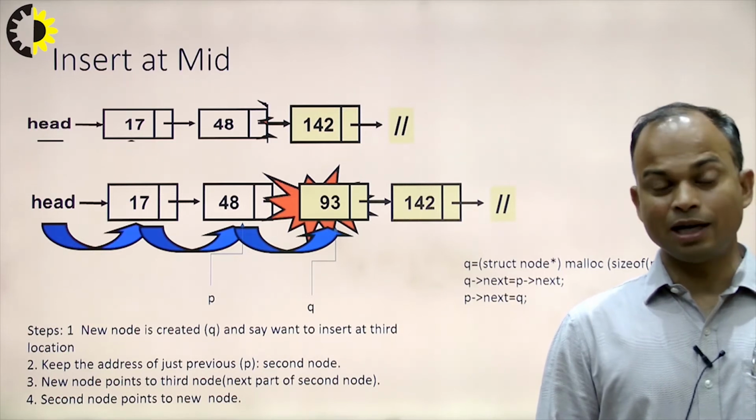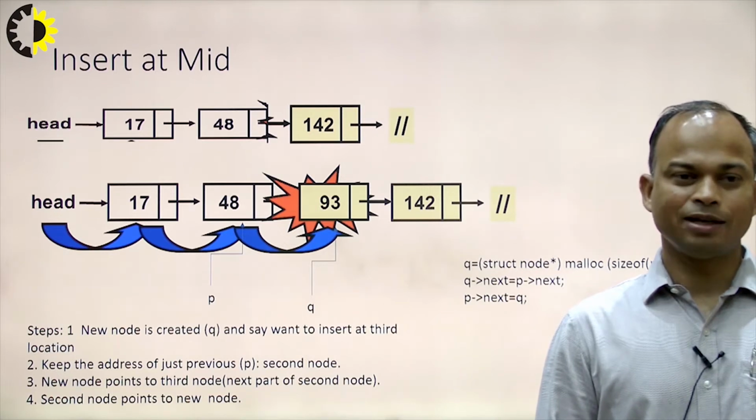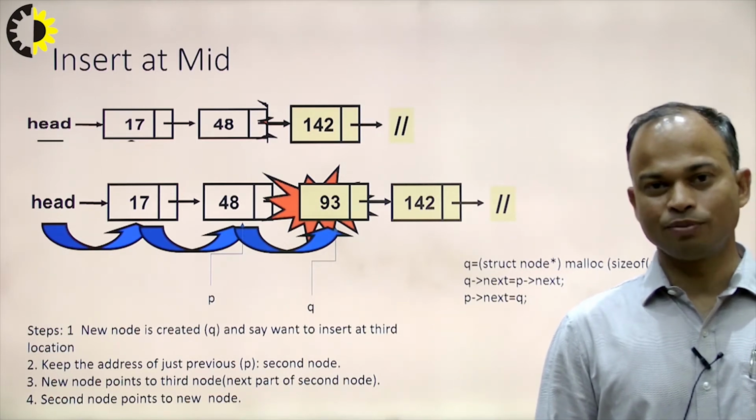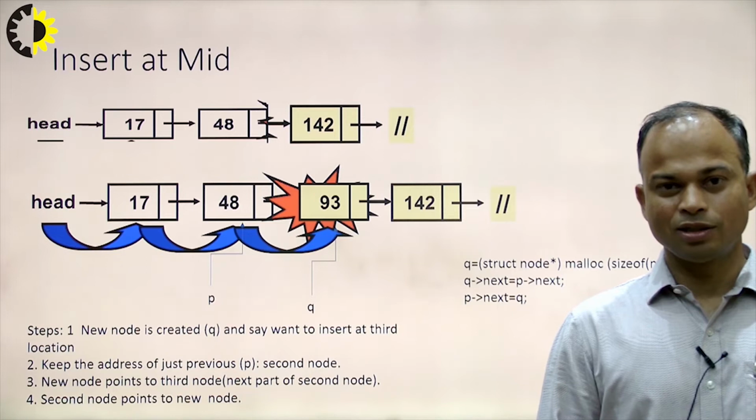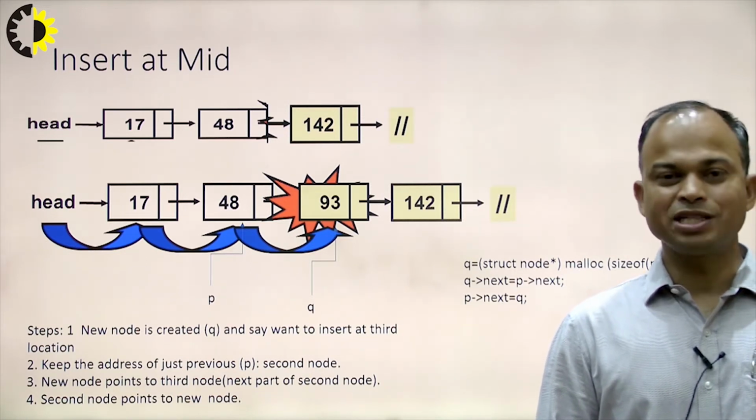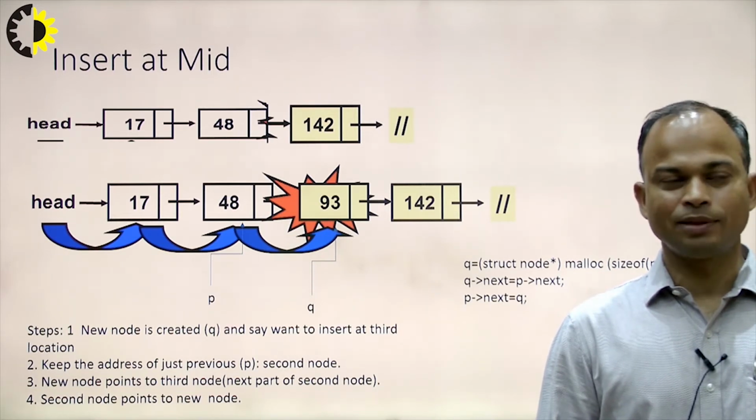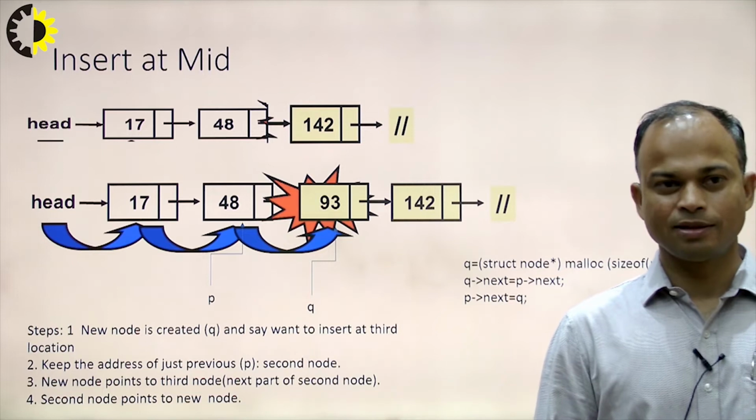The second node's address is contained in the pointer P. Therefore, we need here P arrow next equals Q. I mean the second node and the new node are linked. Similarly, the new node and the previous third node are linked. So, in this way we can implement the concept of insertion at mid.